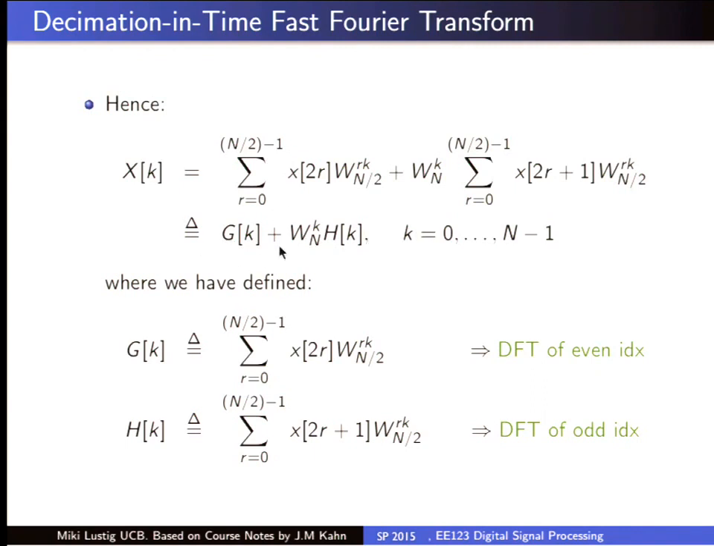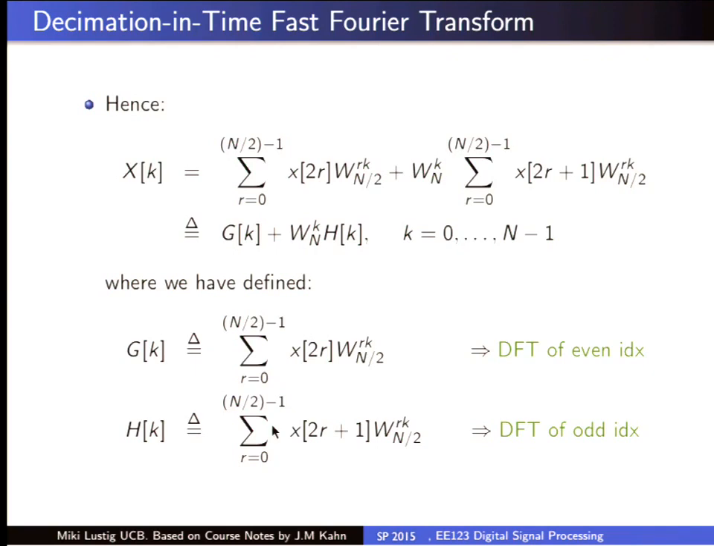So still we sum over all n times k, so we end up with n different k's. Okay. So now we define this to be the DFT of the even indexes. This is the DFT of the odd indexes, which is great.